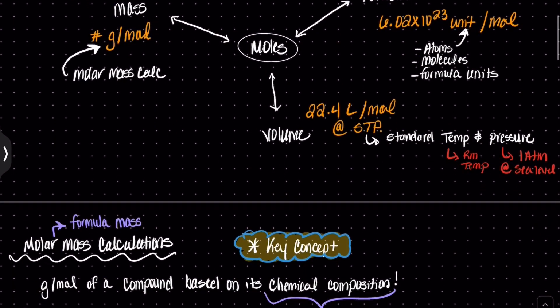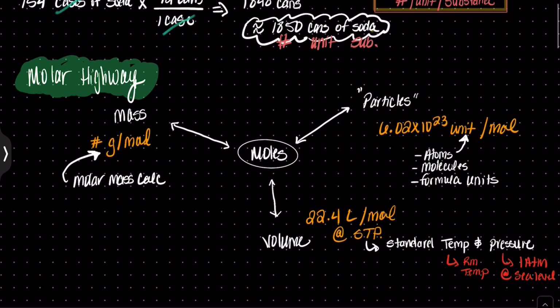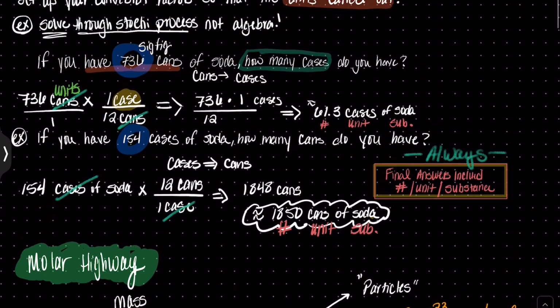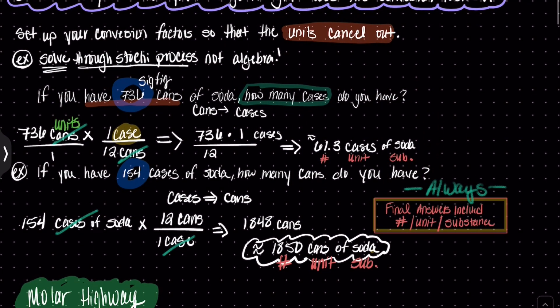Now, there's the molar mass calculations. Here's your molar highway again. Just make sure you get all your parts and pieces together. And then here's the start of it with those conversion factors or dimensional analysis. It's the fancy word for them.